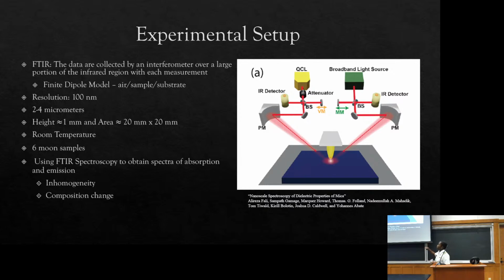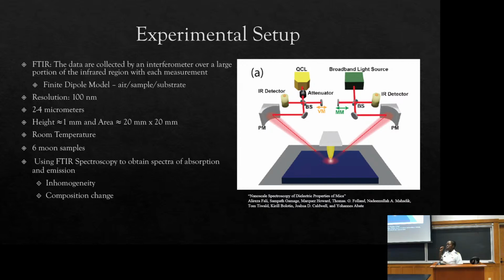A general idea of an FTIR is that a light source, specifically a broadband light source, is shot out, and then it goes through a beam splitter and splits into two. One goes to a primary mirror, a parabolic mirror, and the second is shot towards a moving mirror. These two beams are then shot back towards the beam splitter, go back together, and are redirected towards another mirror.